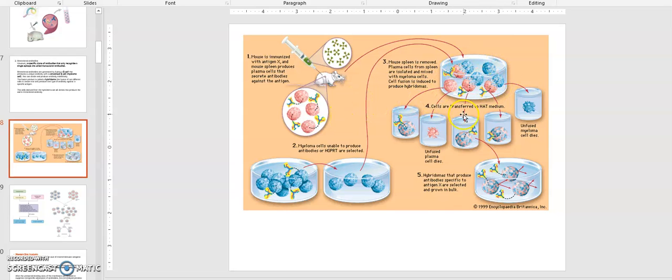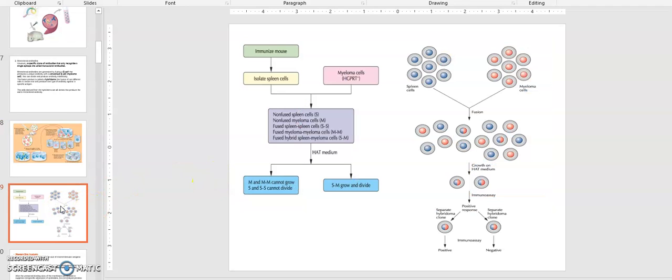By growing them in a selective medium, you can separate out hybridoma cells from non-hybridoma cells, and collect those hybridoma cells, separating one cell at a time, and from those multiple hybridoma cells, choose the hybridoma that gives the best antibody and culture that hybridoma cell continuously. That's going to be the antibody producing cell. If you collect the antibody from those cells, that will be the monoclonal antibody. Okay, that's how you make it.